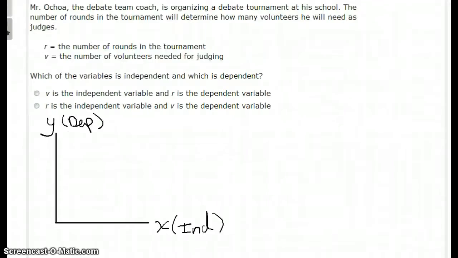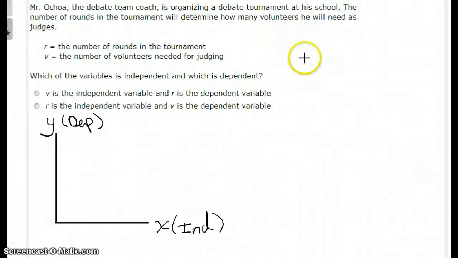Okay, so let's take a look at how we find the independent and dependent variable. First of all, you'll see I've already put a graph up here, y being my dependent variable and x being my independent variable. And so we have this person, Mr. Ocha, who is the debate team coach, and he's organizing a debate tournament at his school. The number of rounds in the tournament will determine how many volunteers he will need as judges. So I want you to use this technique.